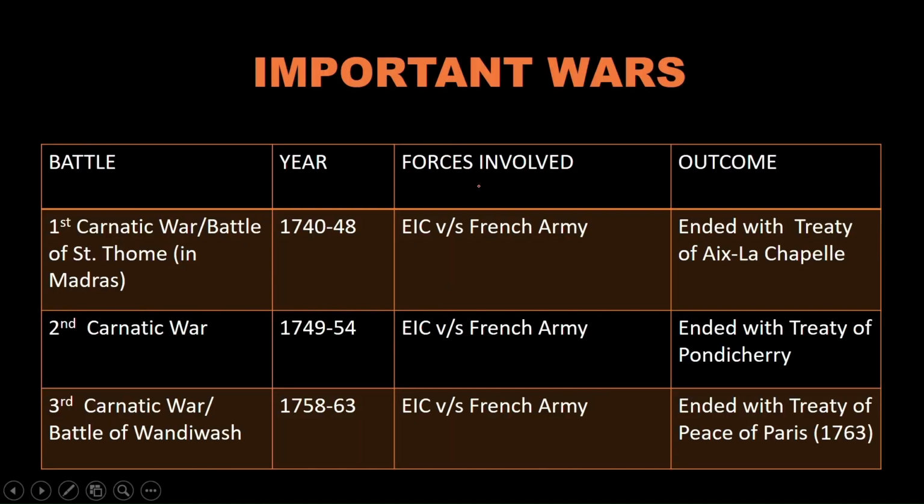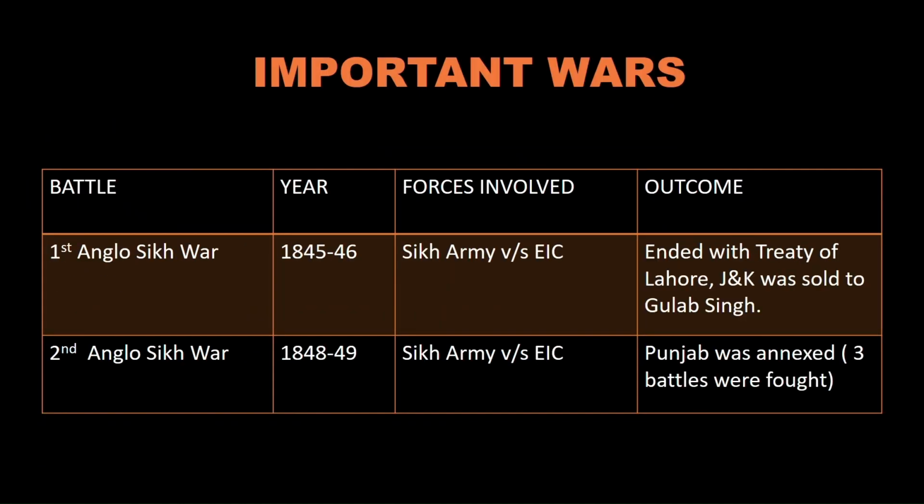Moving forward, okay, so we completed this, and then we have the Sikh Wars. There were two Sikh wars, first and the second one. First one was held in the year 1845 to 46, okay, and it ended with the Treaty of Lahore, and Jammu and Kashmir was sold to Gulab Singh. Okay, so this is important. Okay, in the first Anglo-Sikh War.